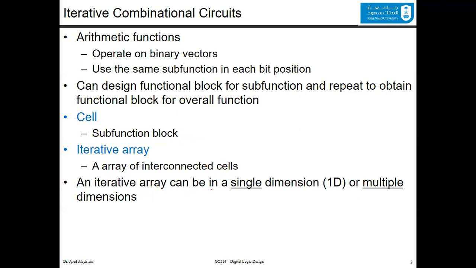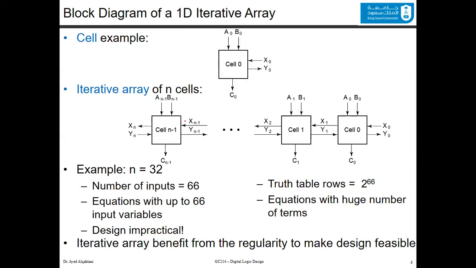An iterative array could be a single dimension or multiple dimensions. It depends on the organization. So this is an example. This is a block diagram of a one-dimension iterative array. The cell, in this example cell 0, takes the input A0, the input B0, and the input X0, and it produces two outputs, the output C0 and the output Y0.